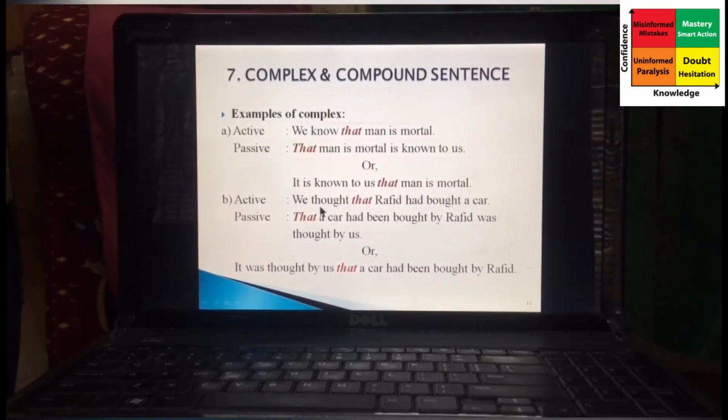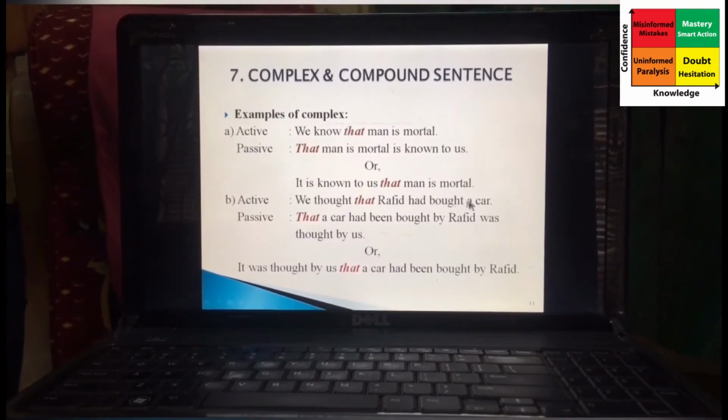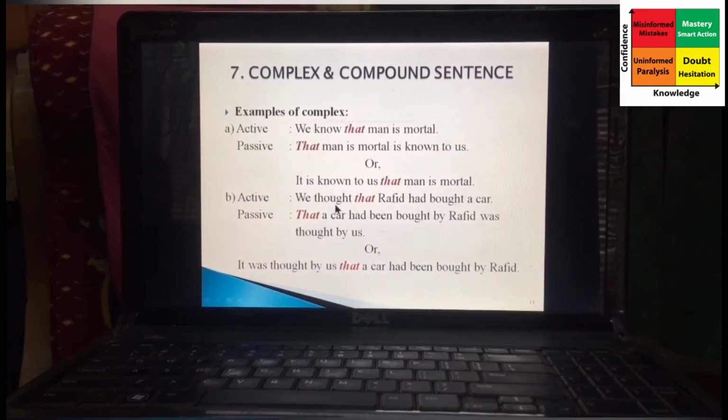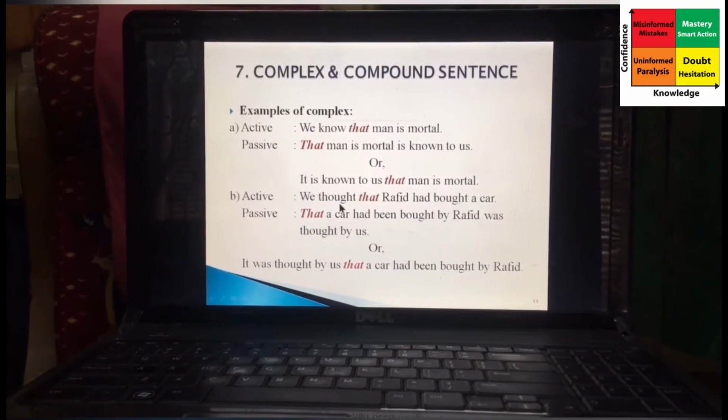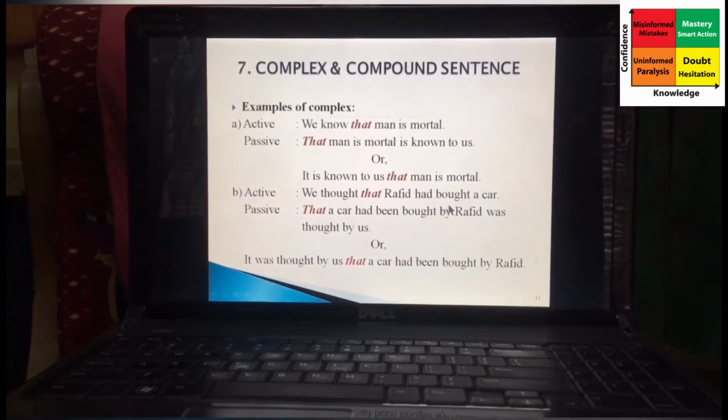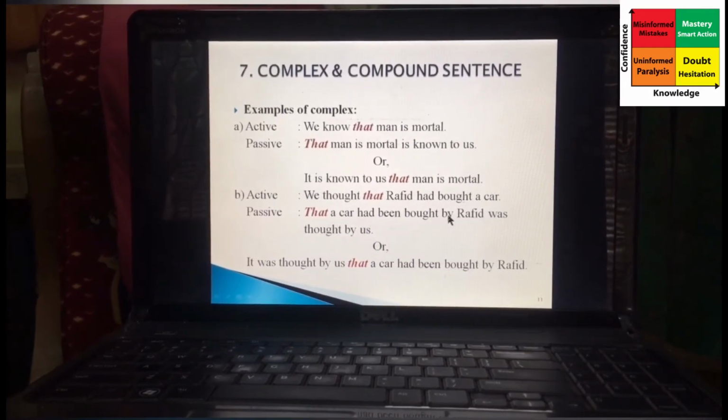See, next one. We thought that Rafid had bought a car. Bought is a transitive verb. Again, thought is a transitive verb. So we have to do a double passive. That means both will be in passive form. So that a car had been bought by Rafid.